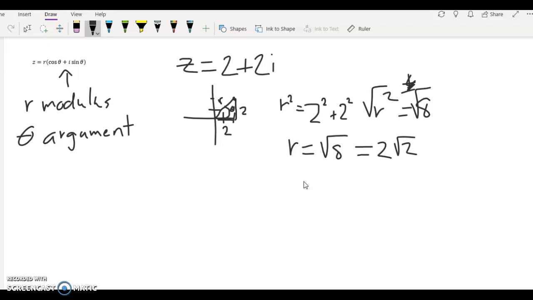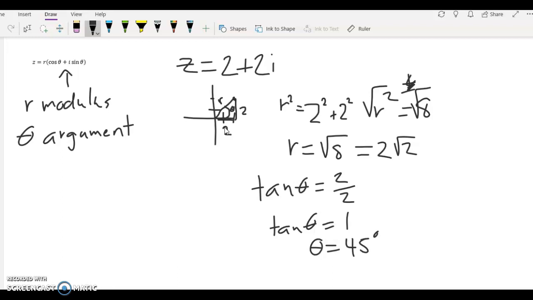I also need to get that angle, and of course we know we can get the angle using the tangent because we are given the opposite side and the adjacent side. So tangent theta is equal to 2 over 2, which is just 1. So we're looking for when tangent theta is equal to 1. And if we think about our unit circle, our special triangles, we know that occurs at an angle of 45 degrees, or pi over 4. We can list complex numbers in terms of either radians or degrees, it does not matter.